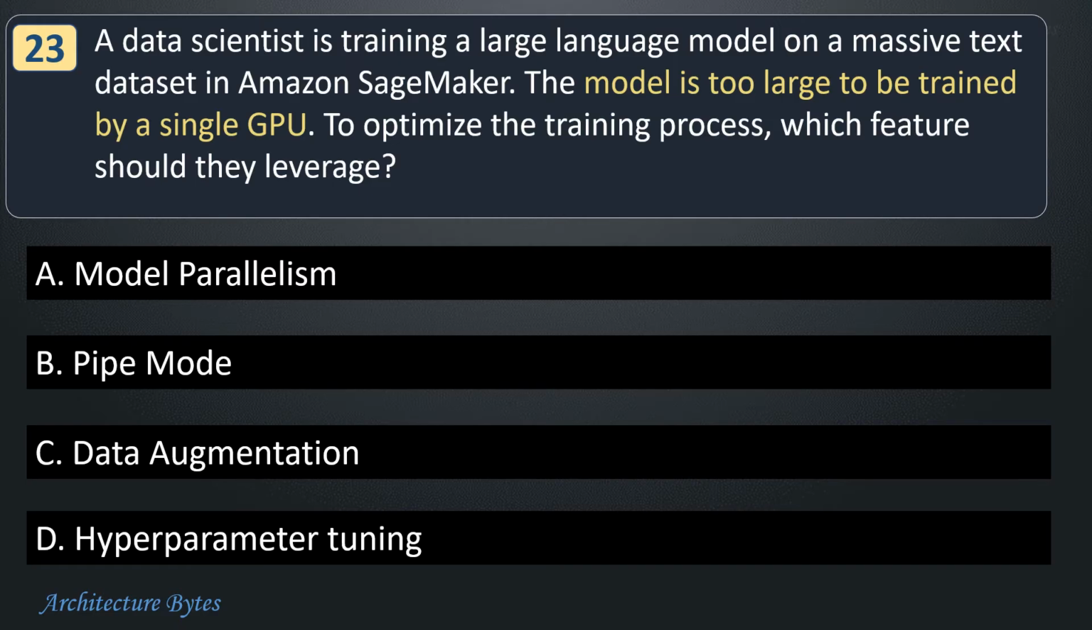A data scientist is training a large language model on a massive text dataset in Amazon SageMaker. The model is too large to be trained by a single GPU. To optimize the training process, which feature should they leverage? The options are model parallelism, pipe mode, data augmentation, or hyperparameter tuning.